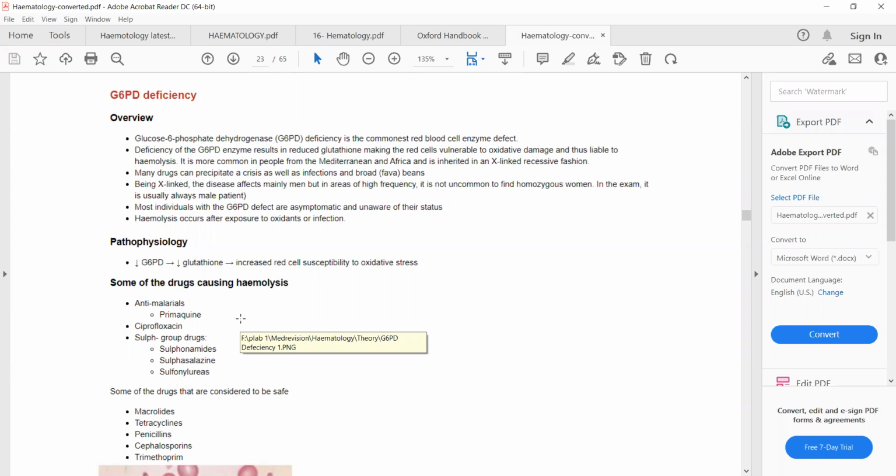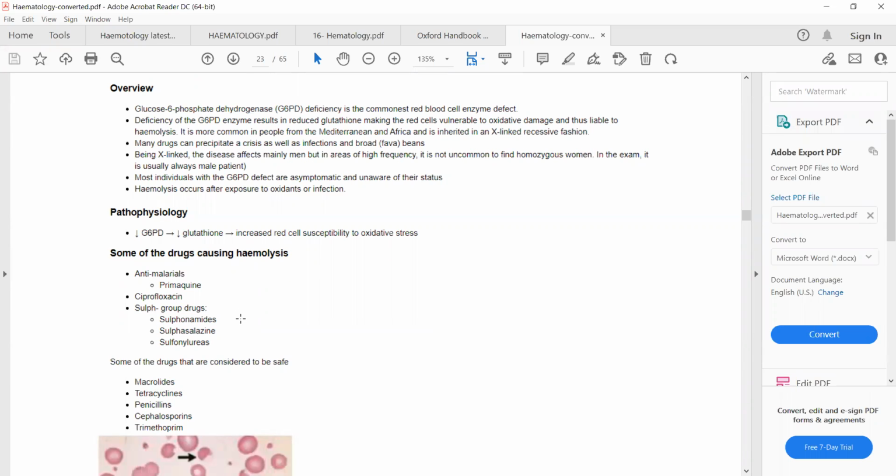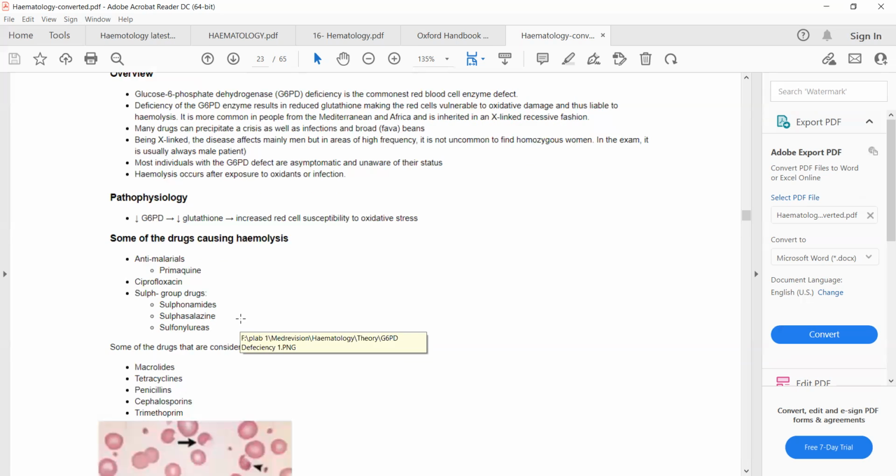When will they know that they have G6PD deficiency, because normally they are asymptomatic? There are some drugs which can precipitate hemolysis in G6PD deficiency. These include anti-malarial drugs. The most common one is anti-malarial drugs such as primaquine. The important one is the anti-malarial drug primaquine, so remember this one.